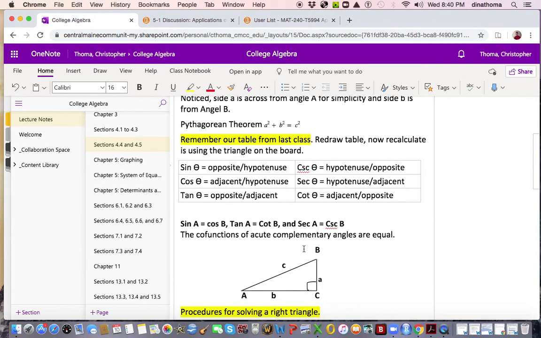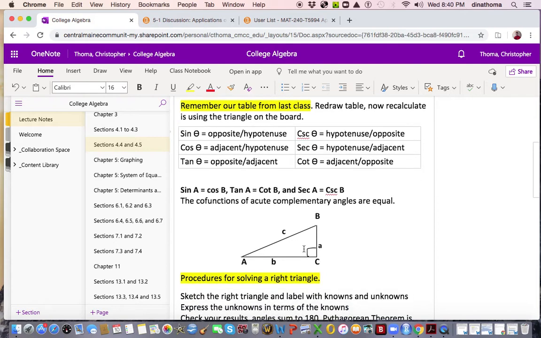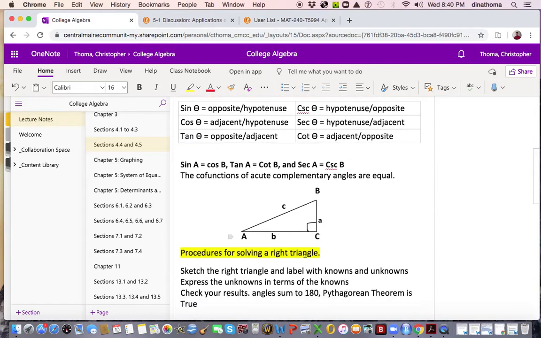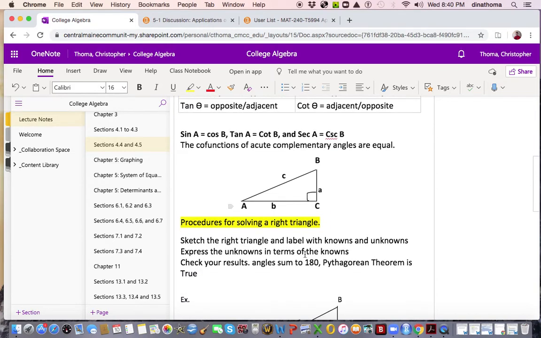So how does this help us solve our triangle? If we always set up our triangle to be ABC, where C is the 90, capital A and B are our angles, and our sides are opposite of our angles, I can follow these procedures.